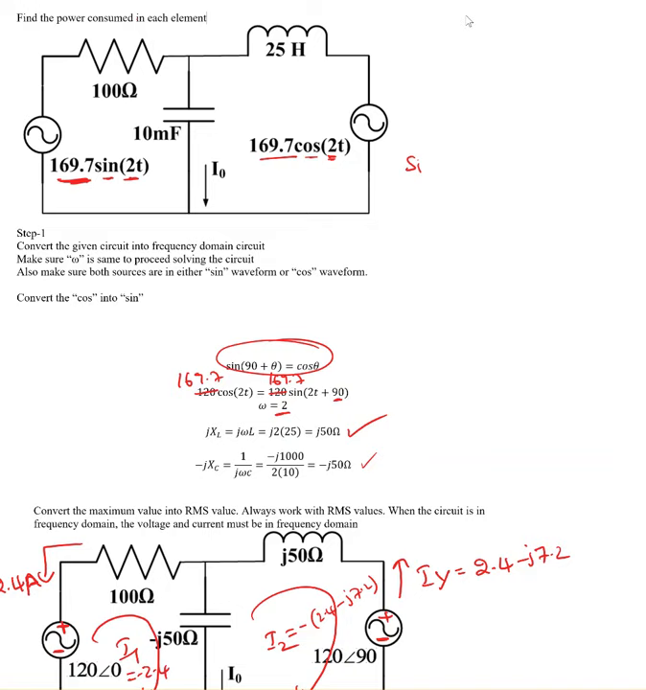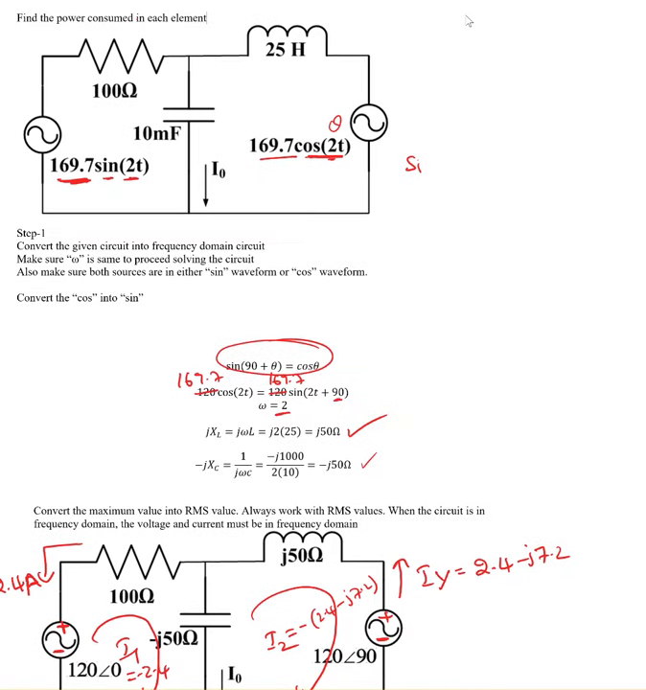Now the next important thing is to convert sine into cos or cos into sine. Make sure both of them have the same sine or cosine. So what I'm going to do here is convert this cos into sine. Sine of 90 plus theta is cos theta, so I'm going to take this as theta. To convert this into sine, I just need to add 90. So that's what I did: 169.7 cos 2t equals 169.7 sine (2t plus 90).